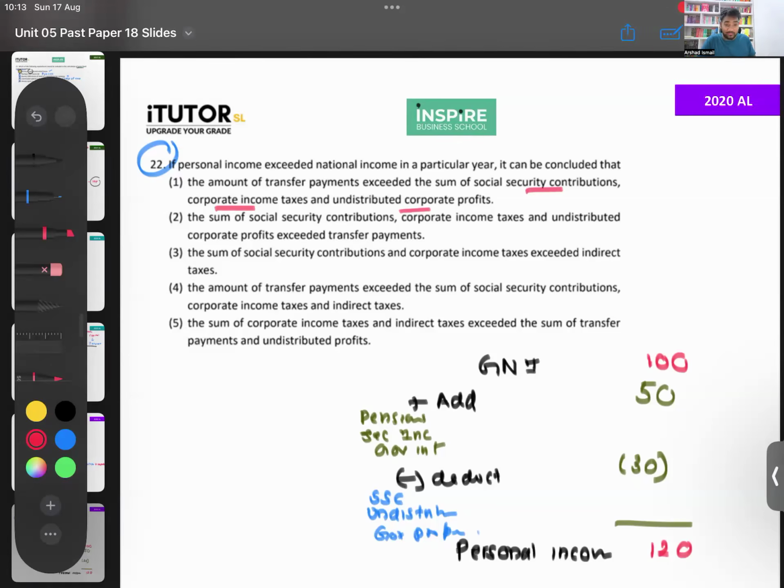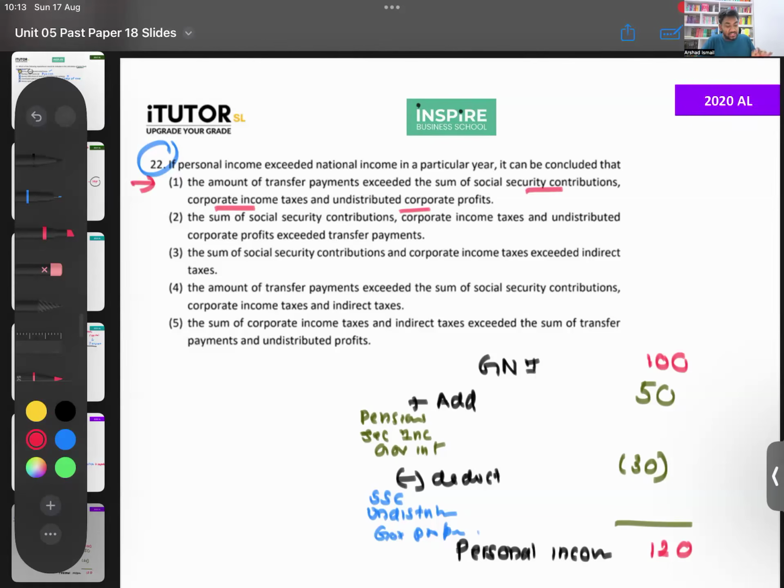That looks okay. So transfer payments are something you add. If that is more than these things that you minus, social security contribution, undistributed profits, corporate taxes, then this could be correct. So this can be our answer. We look at the others also.